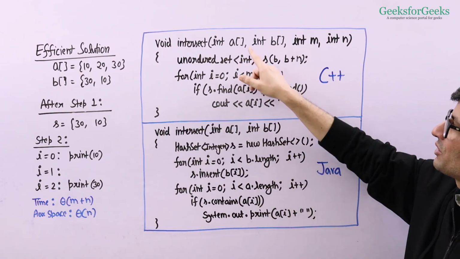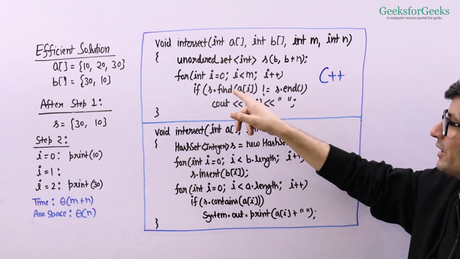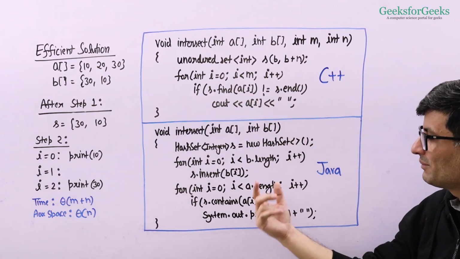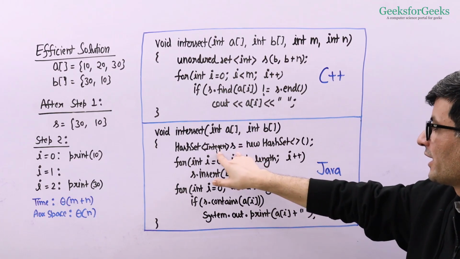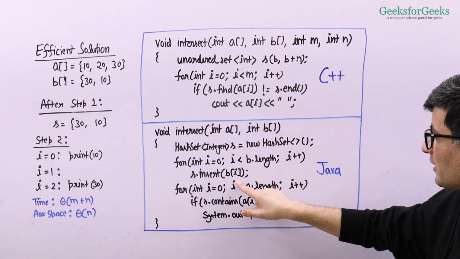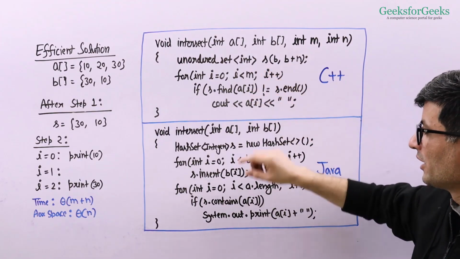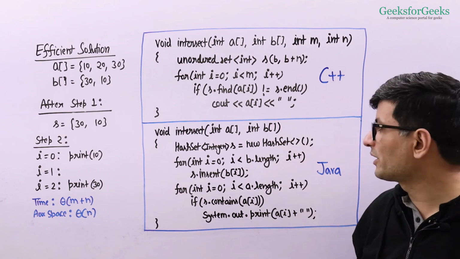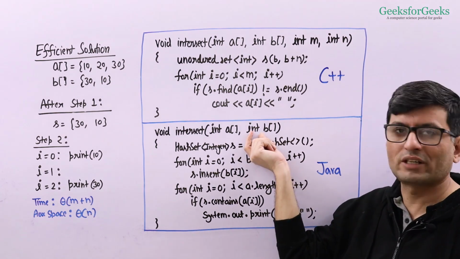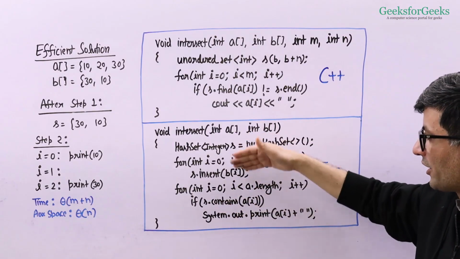Then we are traversing through array A, and for every element of array A, we are checking if it is present in the unordered set or not. Same thing we are doing in Java. We are first creating a hash set, and then inserting all the elements of array B into the hash set. These three lines are equivalent to this line of C++ code. We have a shortcut in Java also, but for that shortcut we are supposed to have an Integer array, not an int array. So that's why I have written three lines of code.